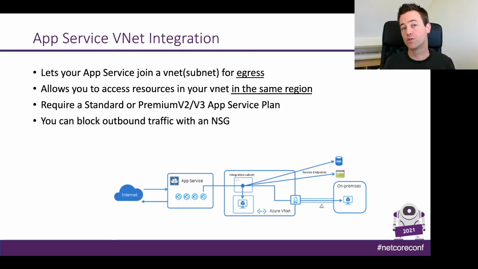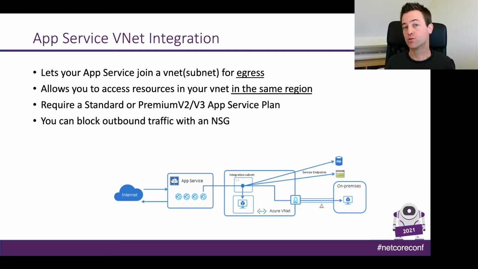And what that allows you to do is let your app server join a virtual network, or actually a subnet within your virtual network. And that subnet will then be used for egress. So the VNet integration only allows you to join a subnet and use that for outgoing traffic. That's important to know. It's only for outgoing traffic.